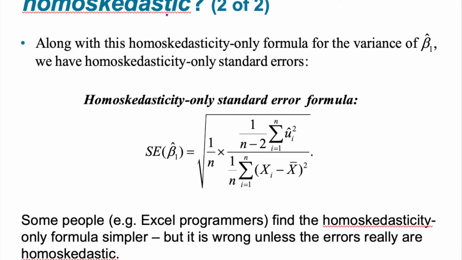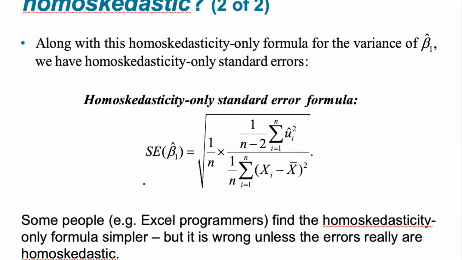And if the errors in fact are homoskedastic, along with this homoskedasticity-only formula for the variance of beta 1 hat, we have homoskedasticity-only standard errors. So the standard error of beta 1 hat is given by this formula, which is the square root of 1 over n times 1 over n minus 2 times the sum of the squared residuals, all over 1 over n times the sum of xi minus x bar squared, right? This is the sample variance of x, and that's the sum of squared residuals.